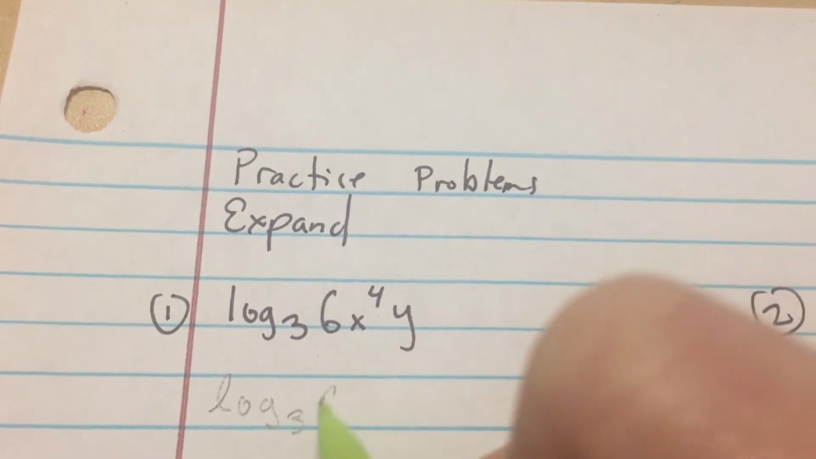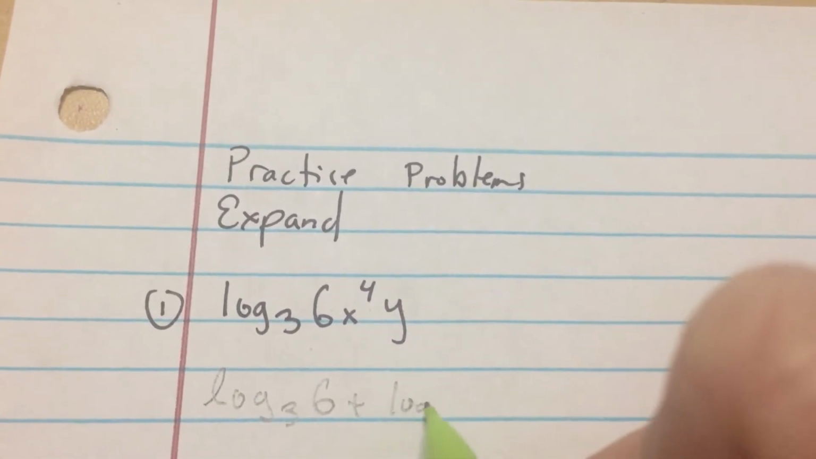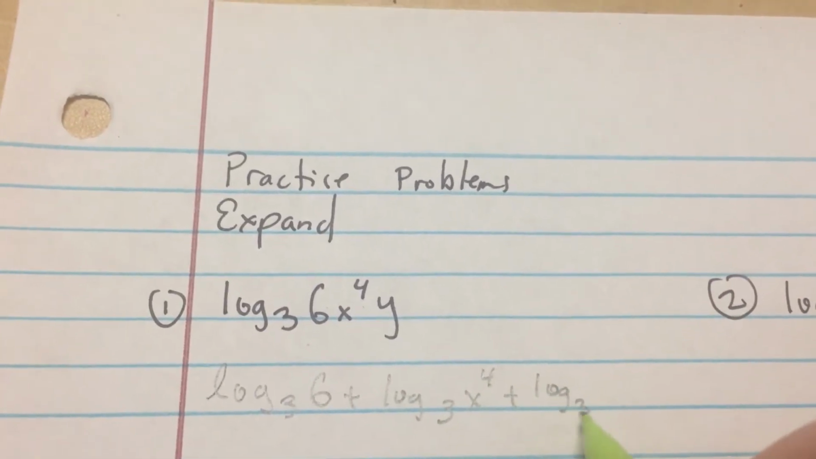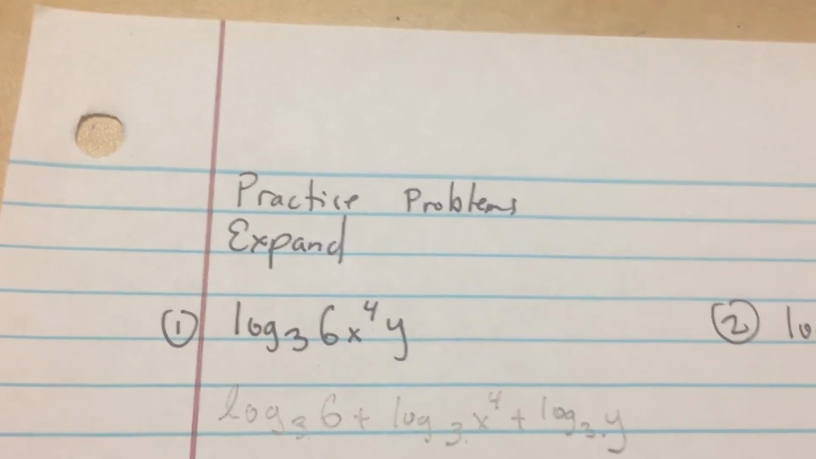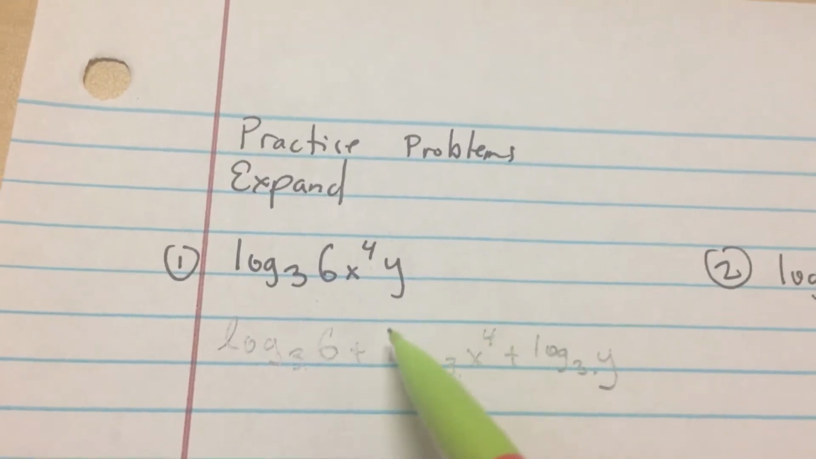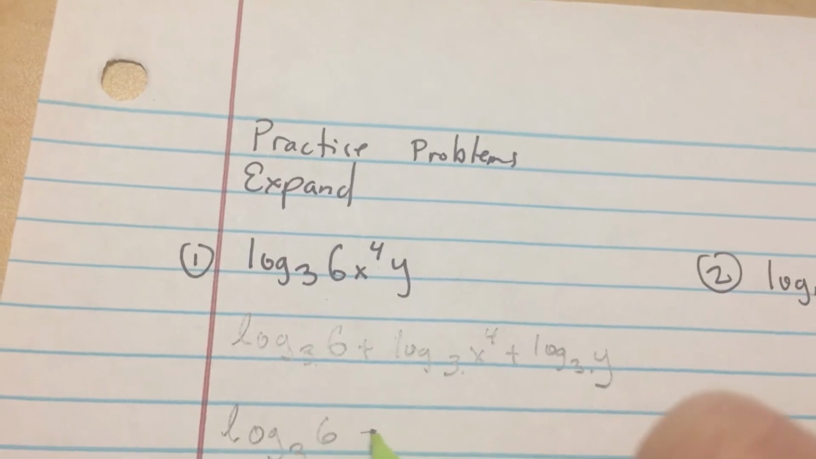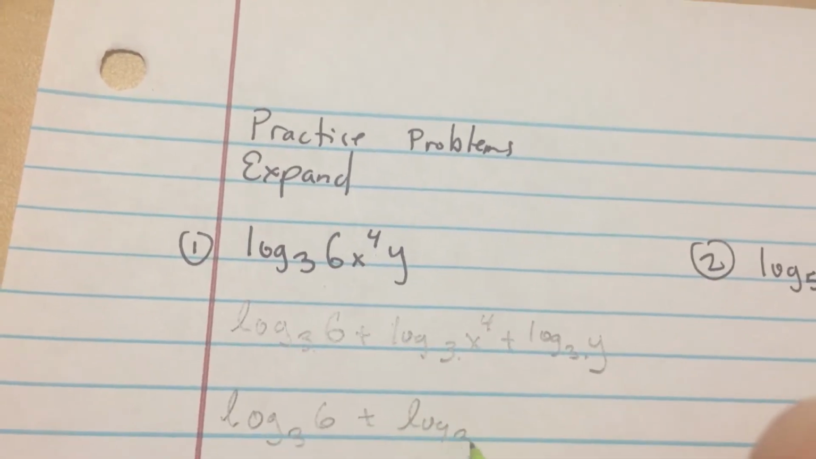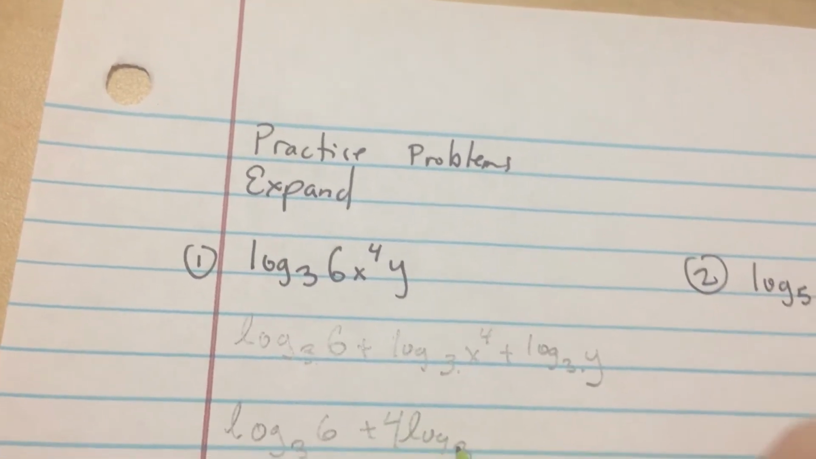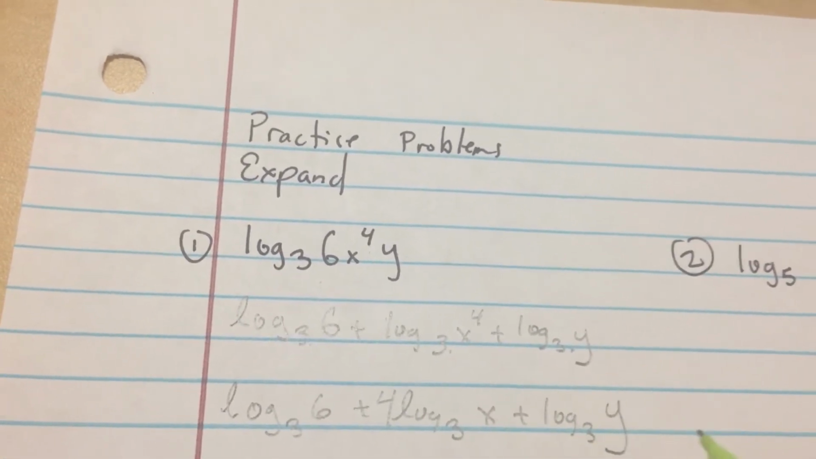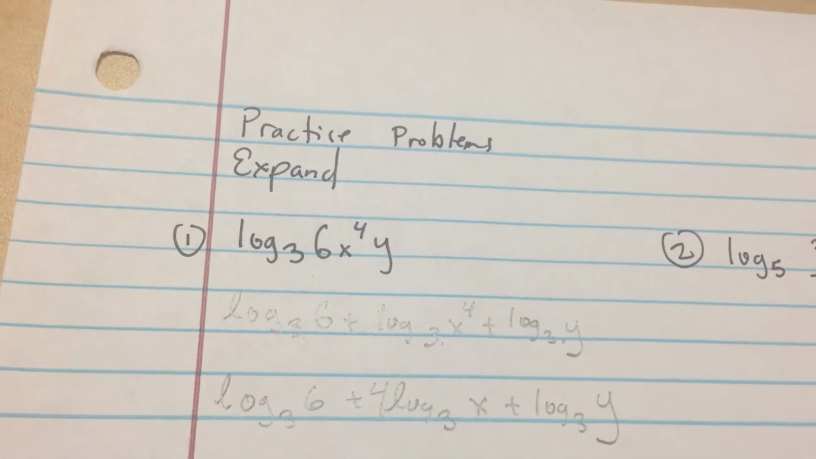So log base 3 of 6 plus log base 3 of x to the power of 4 plus log base 3 of y. Please do not forget the bases. And the 4 comes in front. So log base 3 of 6 plus 4 log base 3 of x plus log base 3 of y. We have completely expanded this problem.